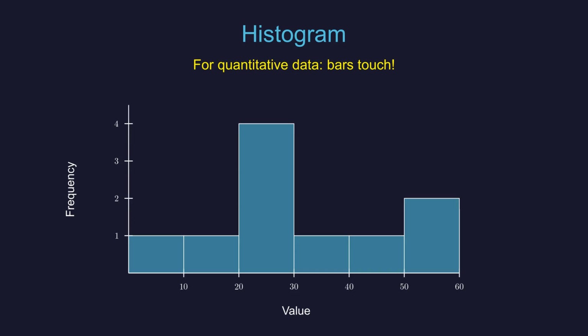The height of each bar shows how many observations fall in that interval. The tallest bar is the 20 to 29 class, with 4 observations.